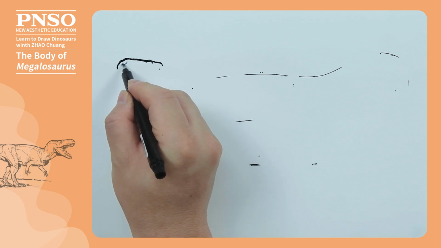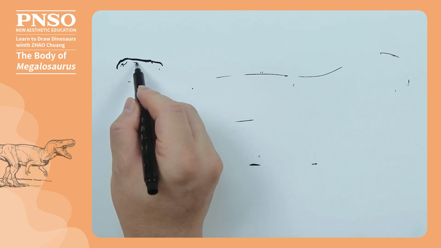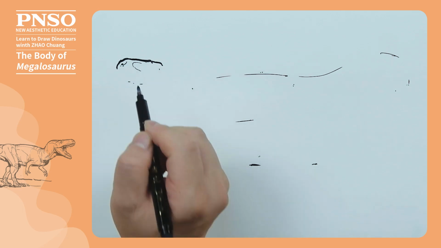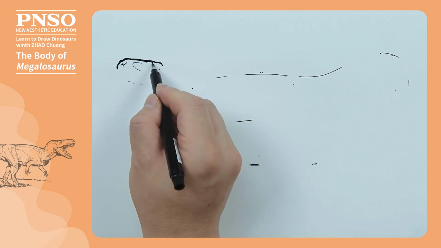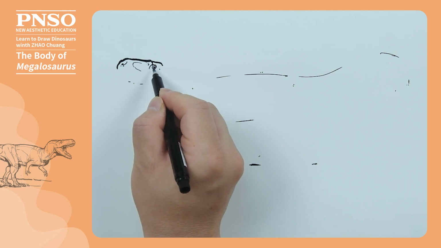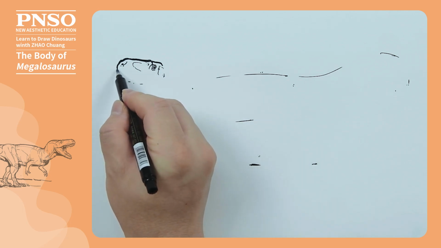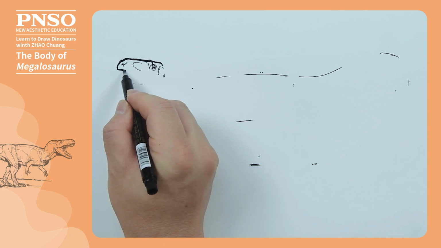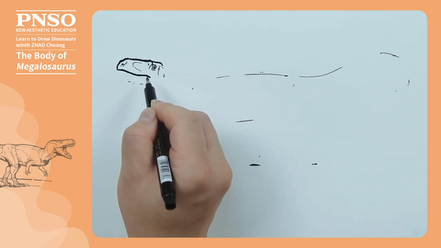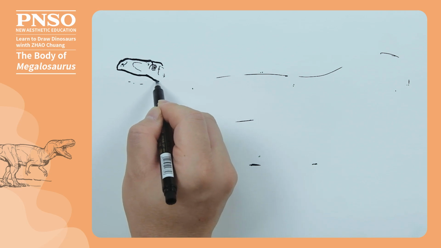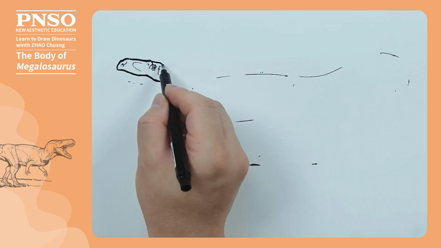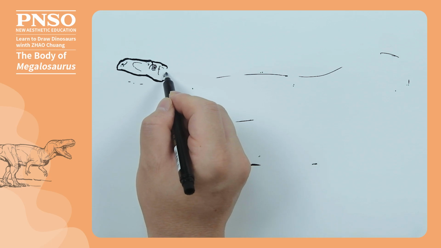Then, we draw its nostril, followed by the antorbital fenestra, the lacrimal horn, the eye, and the lateral temporal fenestra in the rear. Next, we complete its mouth. Here we draw its ear.